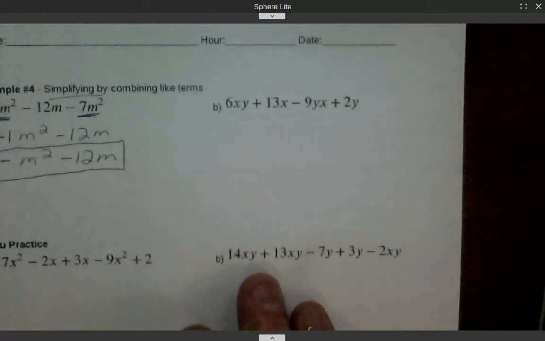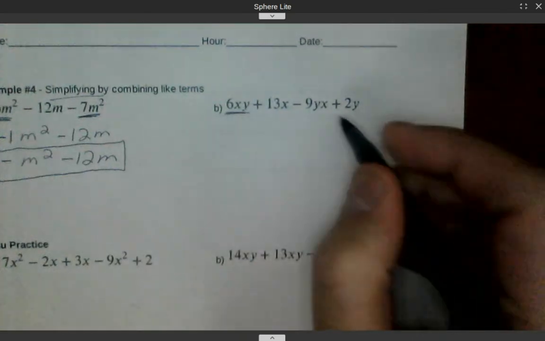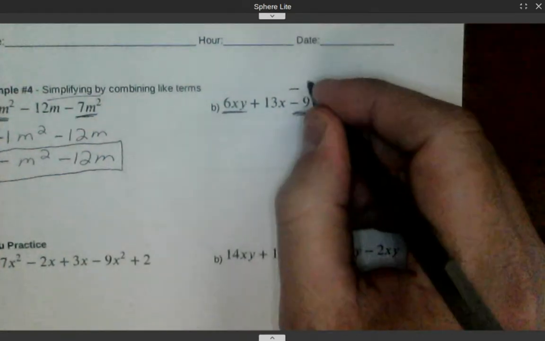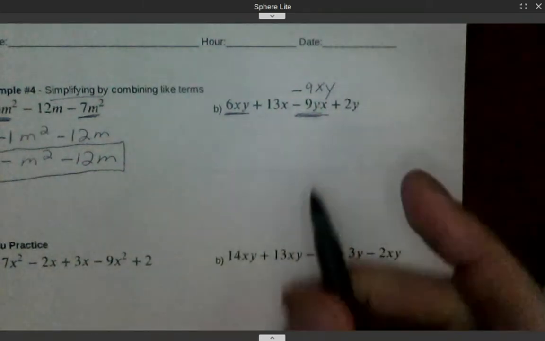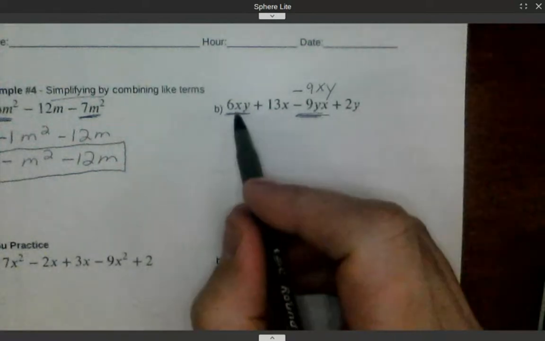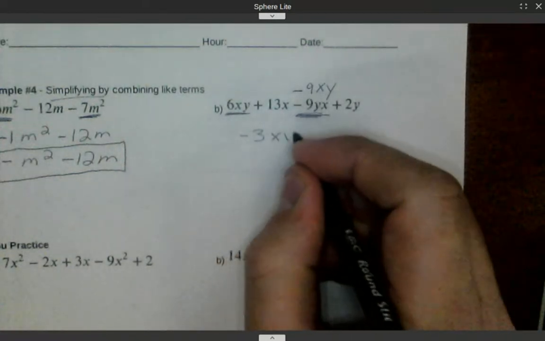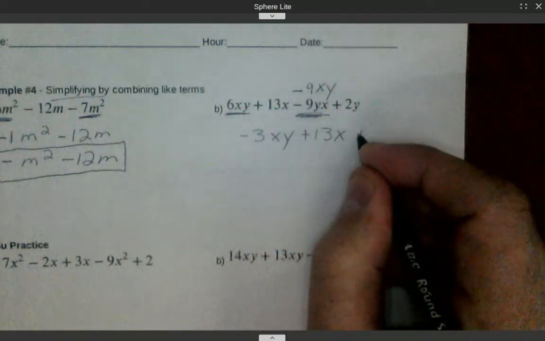For letter B, we want to find like terms. You'll notice that this has an x and a y. You'll notice that this also has an x and a y. By the commutative property, we can rewrite this so it's 9xy. So these are like terms. If I combine them, I have 6 minus 9, which is negative 3, plus 13x plus 2y.